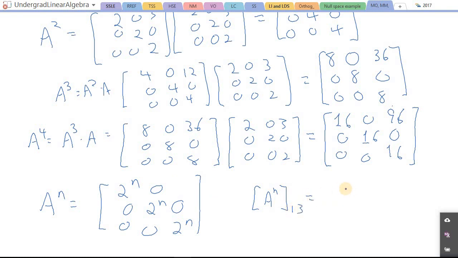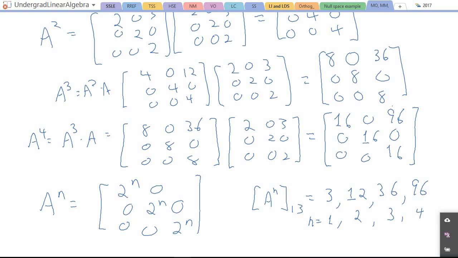So let's look at A^n, and this is the first row, third column. So it's going to be equal to, first time it was equal to 3. Second time it was equal to 12. Next time it was equal to 36. And next time it was equal to 96. And this was for n equals 1, 2, 3, 4. Right now, it does seem a little bit difficult to discover a pattern here.